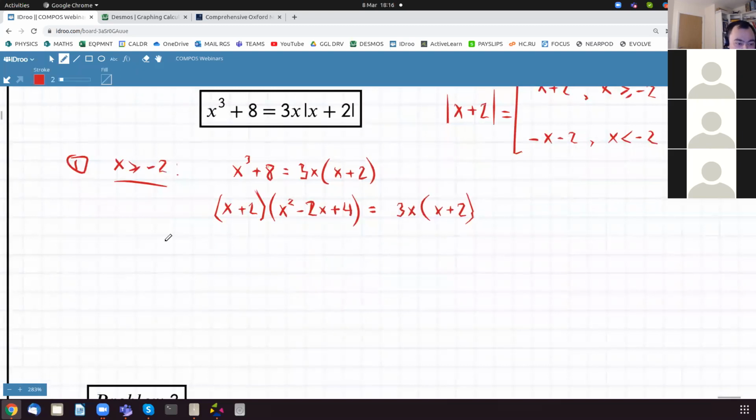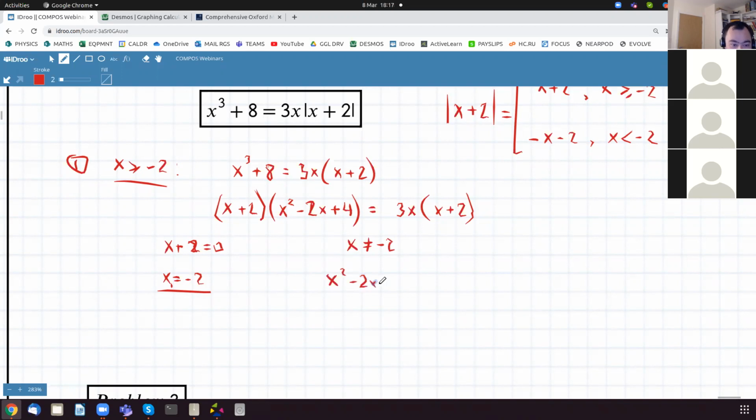So we have two options: either x plus 2 equals 0, and this equation is true, so it holds. So x equals minus 2. So that's your first root because it satisfies this region. Or x is not equal to minus 2, and in this case, you are allowed to divide. And in this case, you write x squared minus 2x plus 4 equals 3x.